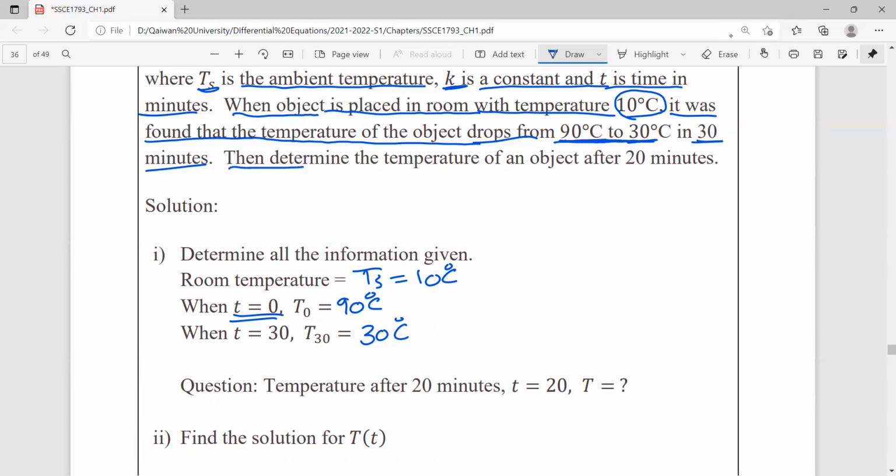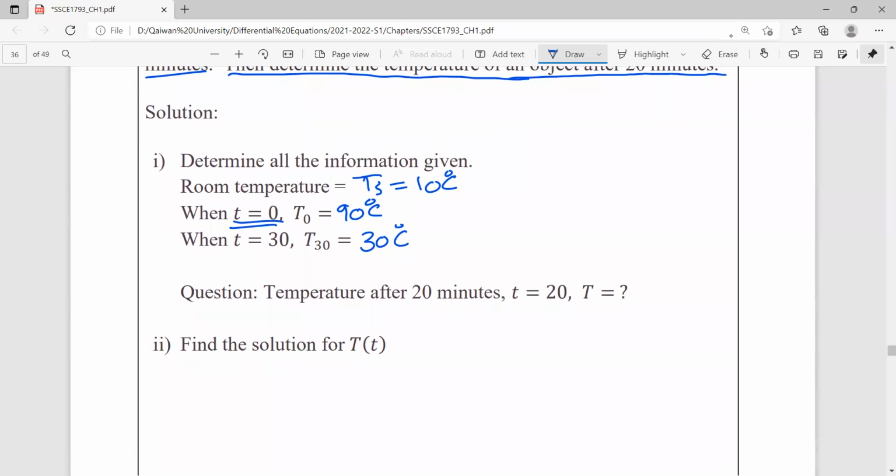It says determine the temperature of an object after 20 minutes. We should find the temperature of the object after 20 minutes. If t is 20, what's capital T? What's the temperature of the object? So now we should find the general form, I mean the solution for capital T, and then in the solution, we just replace small t by 20. We will get the result.